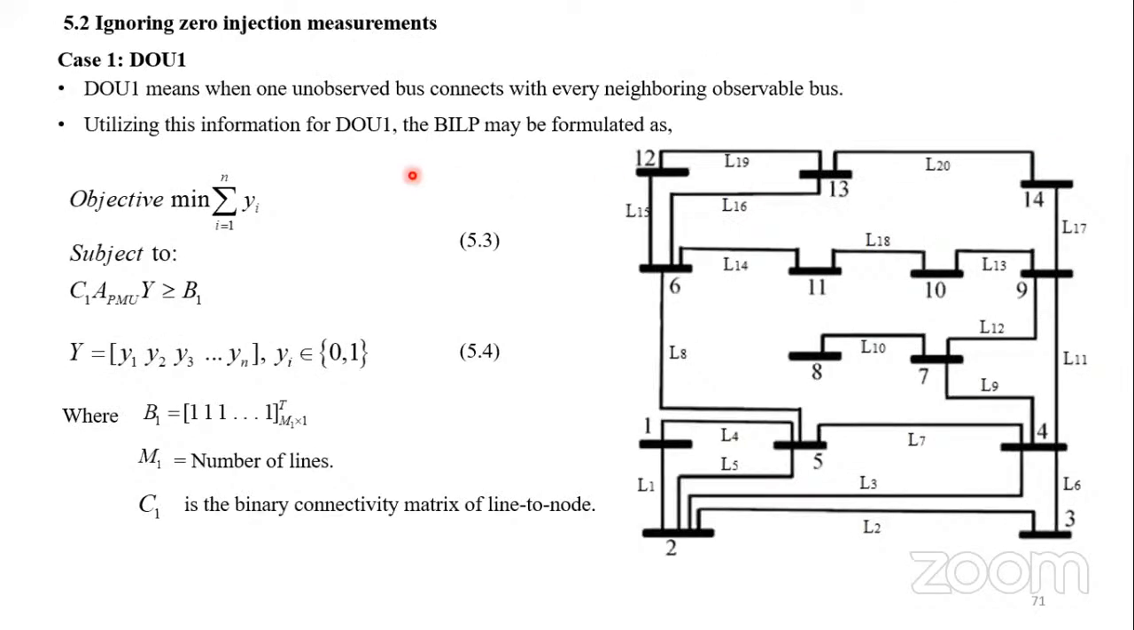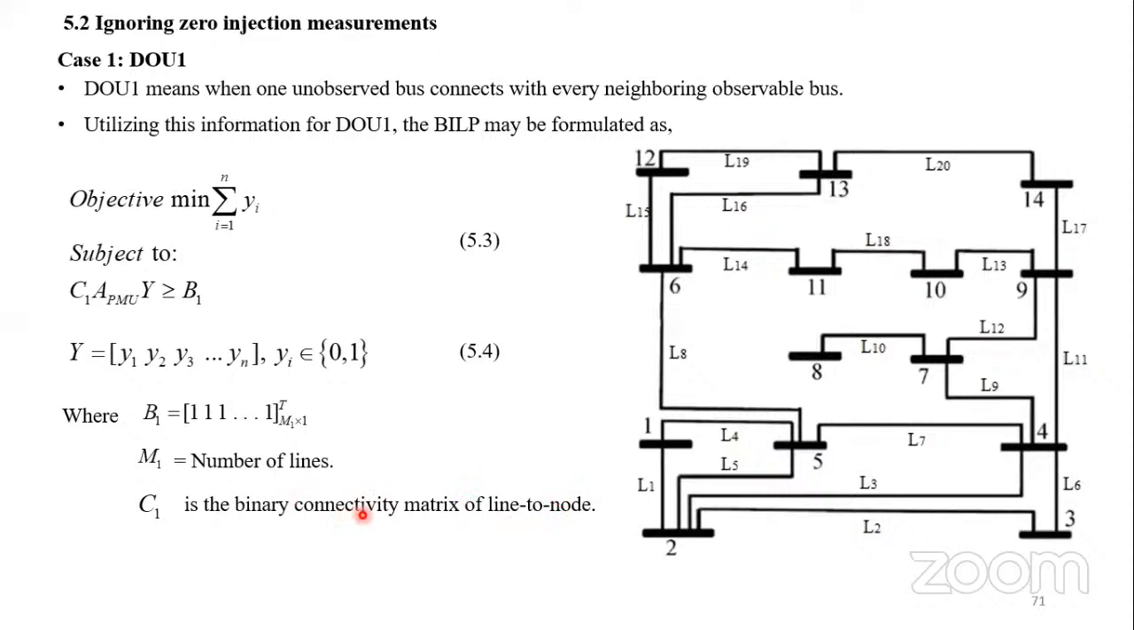Now, if we find the depth of unobservability one, then this is the objective function, and this matrix will come into picture, that is C1. Otherwise, everything is the same. The only change is C1. So what is C1? C1 is the binary connectivity matrix of the line to node.